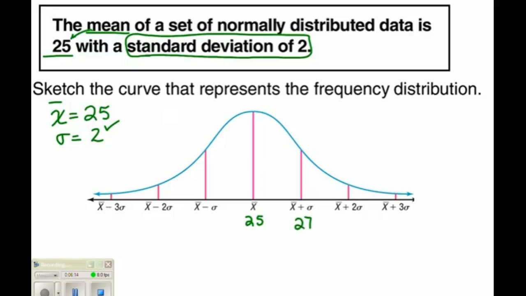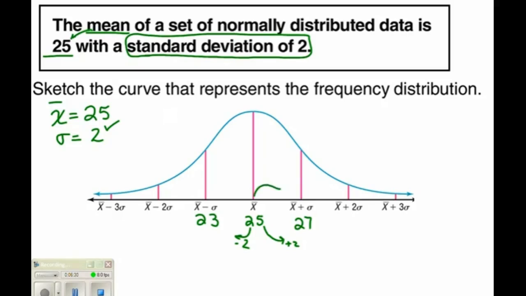So if I add 1 standard deviation, I'm going to be at 27. If I subtract 1, I'm going to be at 23. Here I added 2, and then on the other side I subtracted 2. And I'm going to continue to go above the mean.